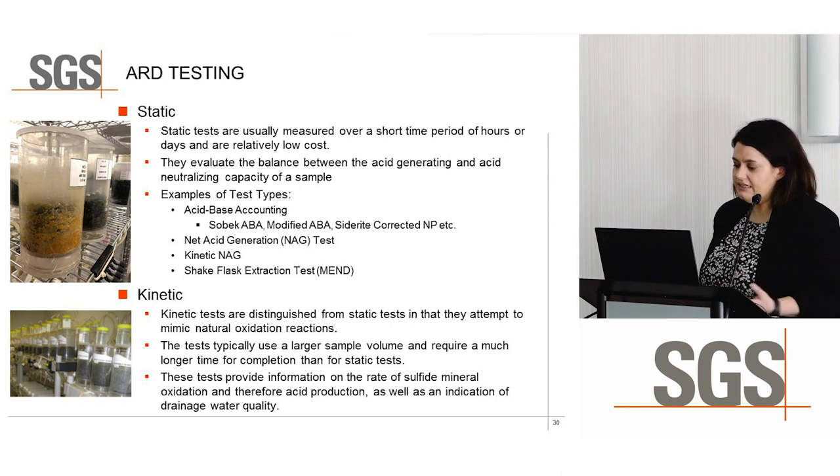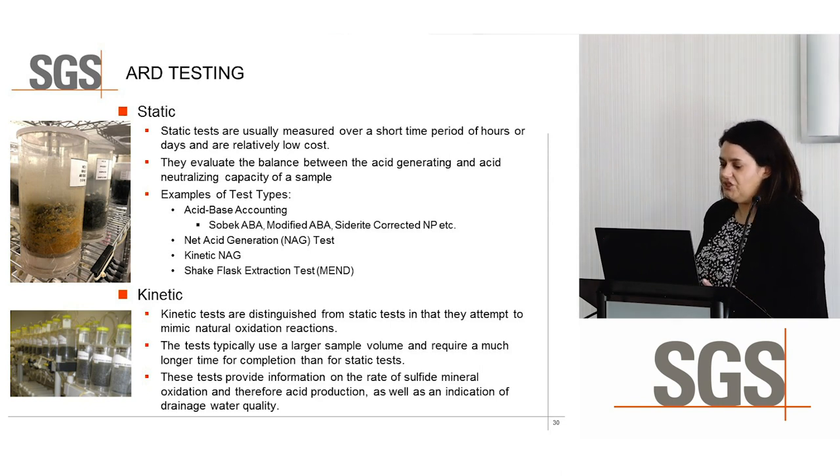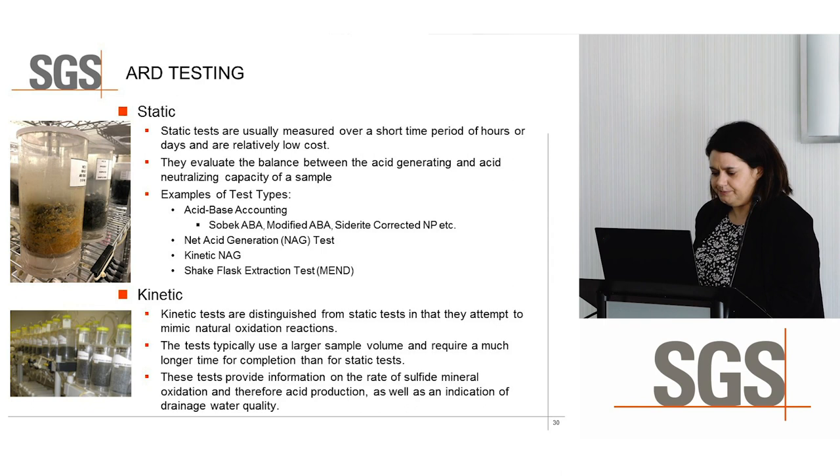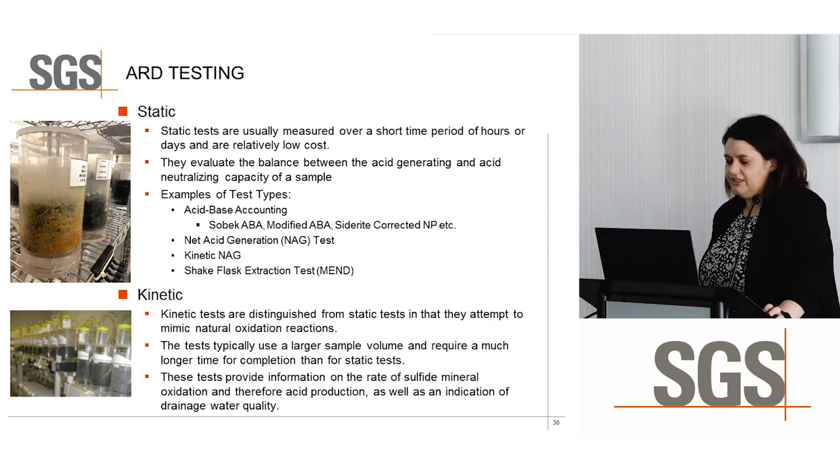So there's different tests. There's the acid-base accounting, which you have the Sobek, ABA, the modified ABA. You also have net acid generation or the NAG test. You have kinetic NAG, and you have the shake flask extraction test as well. So those are a quick understanding of how your metal is leaching or your sulfides are oxidizing.